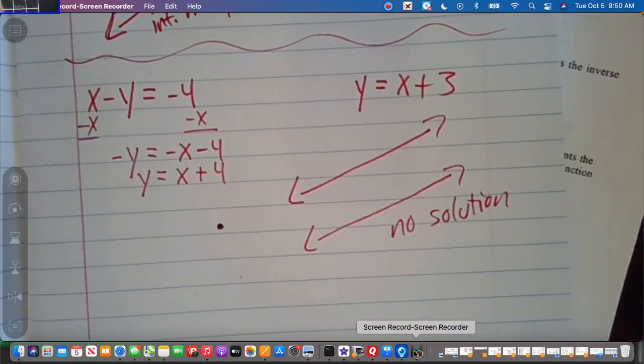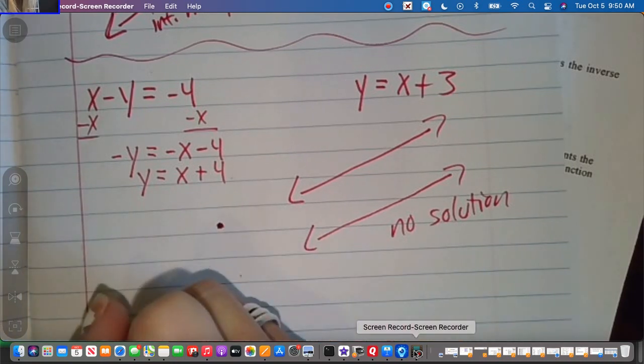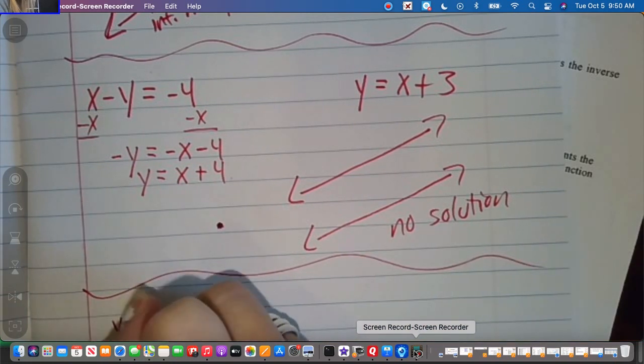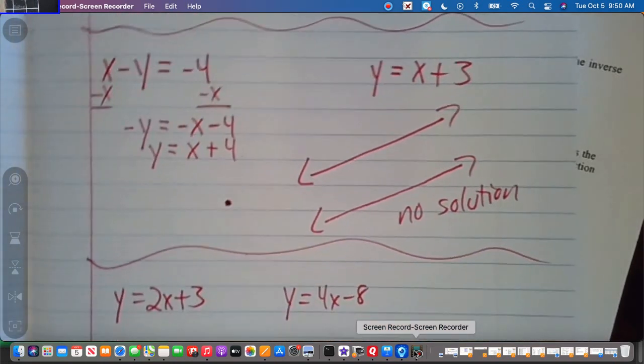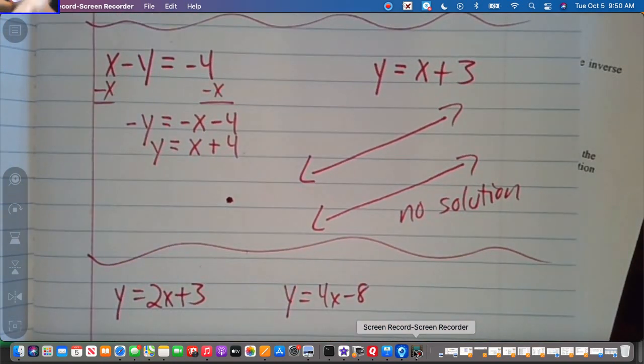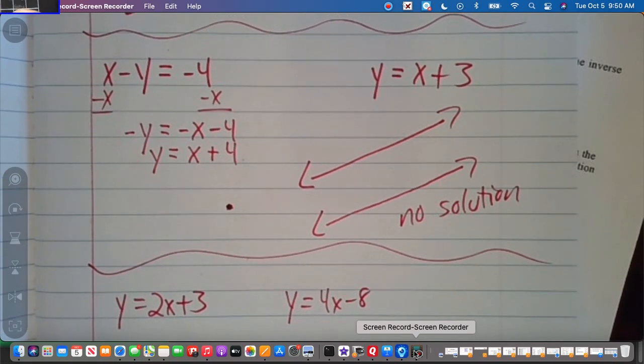So it's no solution. The other type of problem, where there would be one solution, is if I were to have y equals 2x plus 3 and y equals 4x minus 8. See how those are going to cross somewhere. For no solution, it's called inconsistent. You'll just have to look back at another problem to see. Any questions on that? So no solution is when it's the same slope, but not the same line.